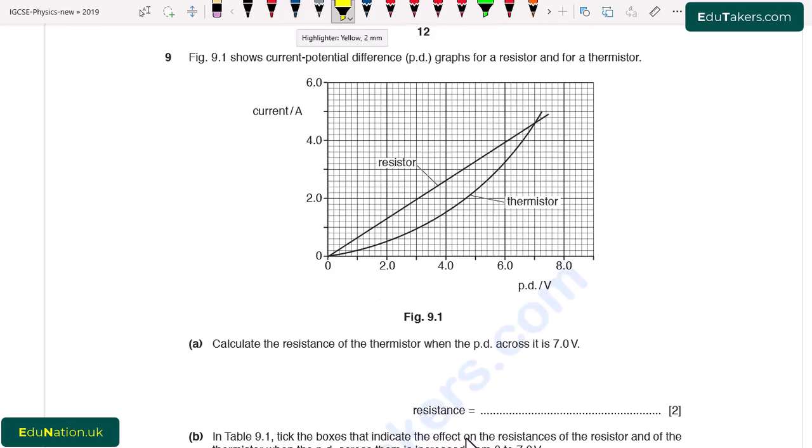Question number 9. Figure 9.1 shows current potential difference (PD) graph for a resistor and for a thermistor. So in figure 9.1 we can see that it's a current and potential difference graph, for resistor and thermistor. And the current is taken in amperes along the y-axis while the potential difference is taken in volt along the x-axis. Part A. Calculate the resistance of thermistor when the potential difference across it is 7 volt.